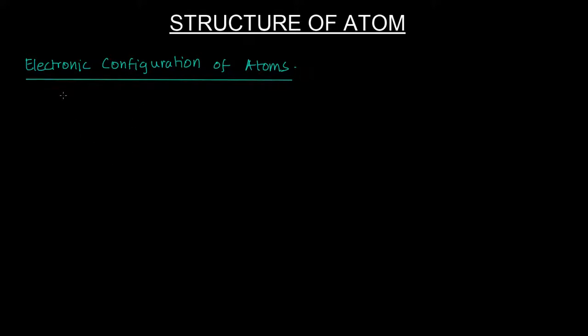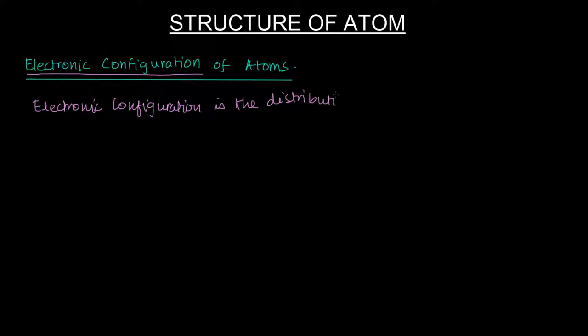Now let's come to the electronic configuration of atoms. Electronic configuration is nothing but the distribution of the electrons in different orbitals, right?